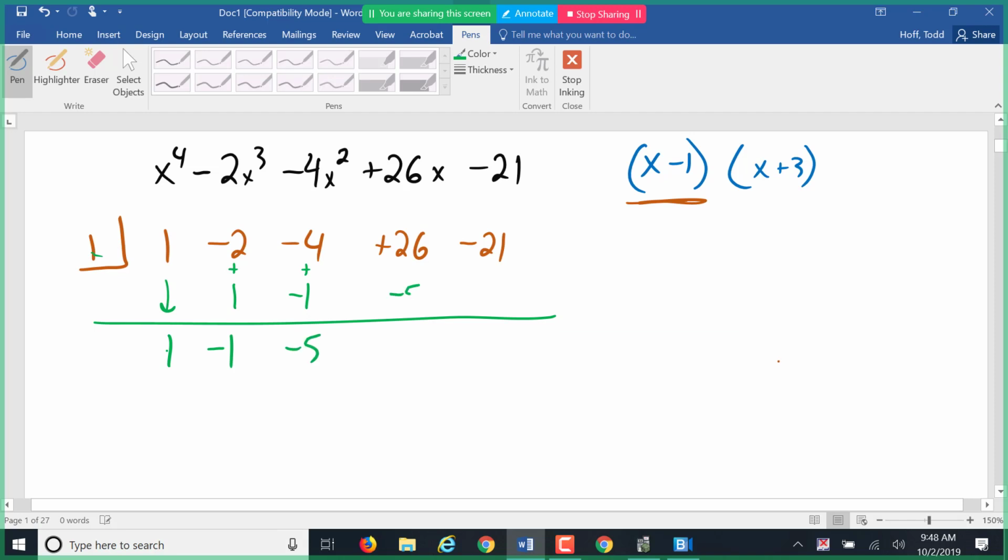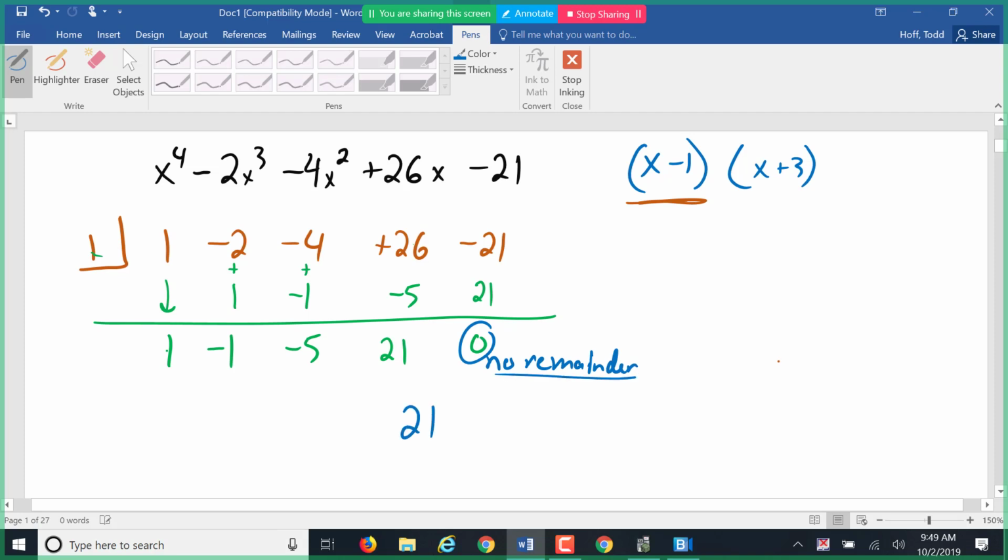1 times negative 5 is negative 5. We add there, 26 plus negative 5 is 21. 1 times 21 is 21. We add there to get 0. What this means, of course, is there's no remainder. That's good, because it's a factor. There better not be a remainder.